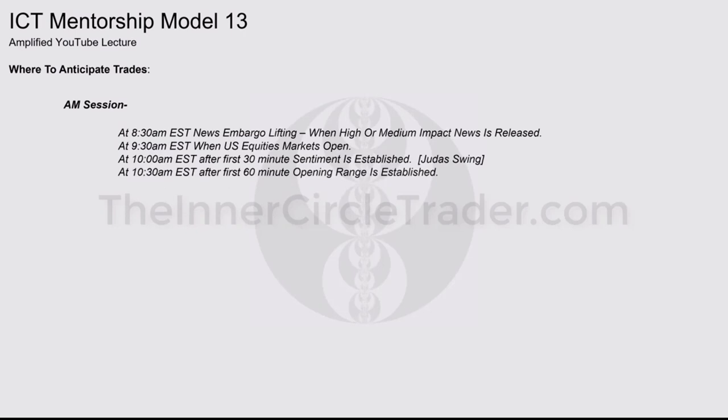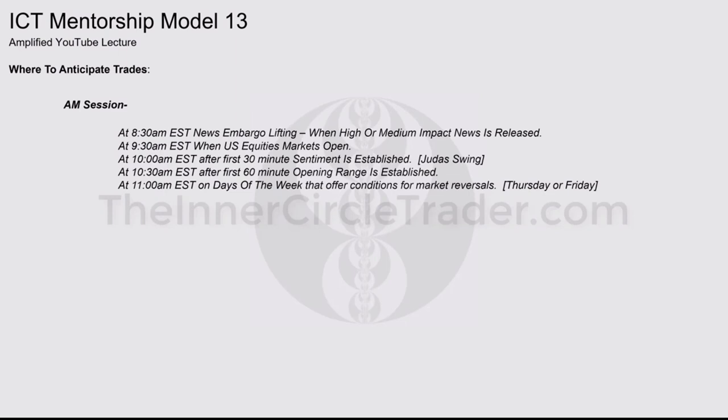At 10:30 a.m. Eastern Time, after the first 60 minutes, opening range is established. So you have that first hour's trading. That's going to be influential throughout the rest of the day and potentially the rest of the week. Hint, hint. Nudge, nudge. There's something for you to mine right there. So at 10:30, if it hasn't formed yet, that's kind of like the last opportunity for it until we get to 11 a.m. Eastern Standard Time. On days of the week that offer conditions for market reversals, that would be Thursday and Friday.